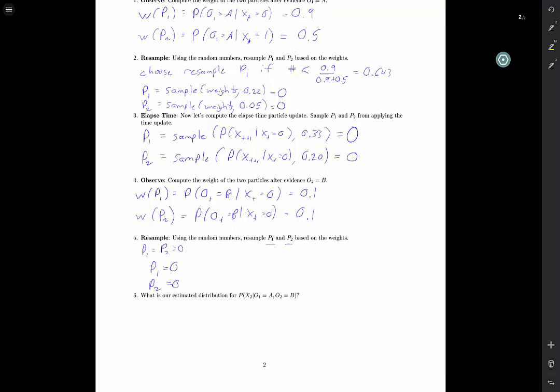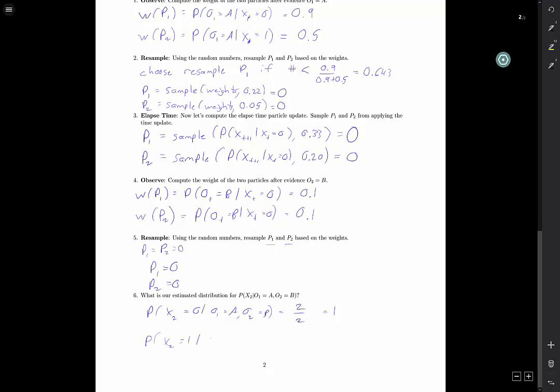What is our estimated distribution for the probability of x2 given O1 equals A and O2 equals B? So we can say that the probability of x2 equals 0 given O1 equals A and O2 equals B, we just count the particles. Particles 1 and 2 are both 0, so there are 2 of them, and there's a total of 2 particles, so that equals 1. So the probability that x2 equals 1 given O1 equals A and O2 equals B, well, there are no particles that have value 1, and there's a total of 2 particles, so that equals 0.